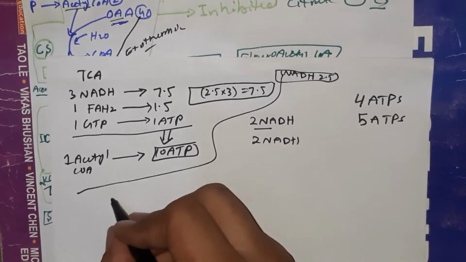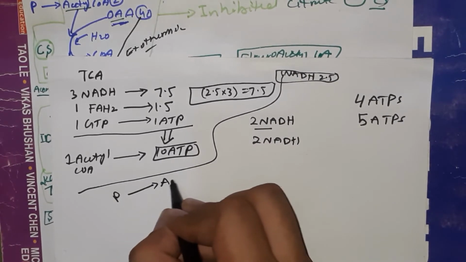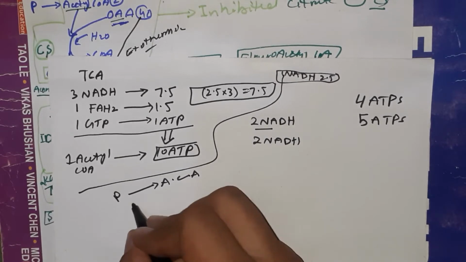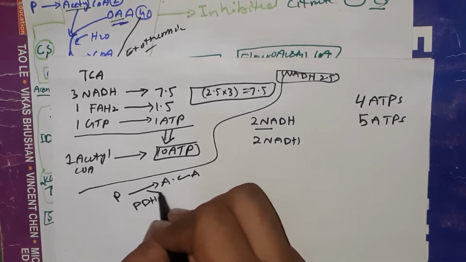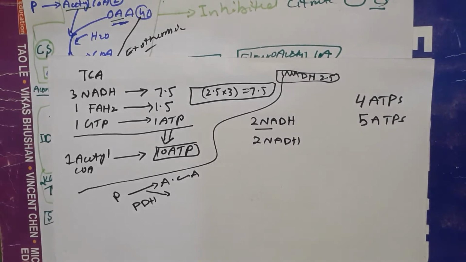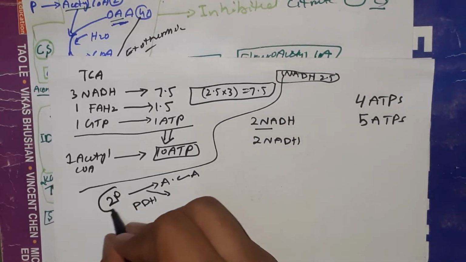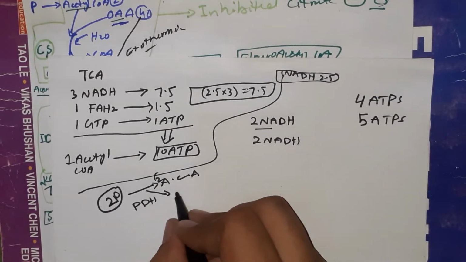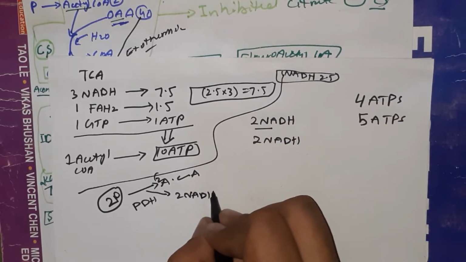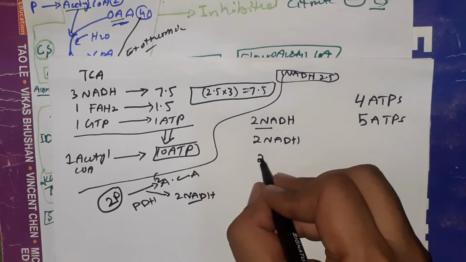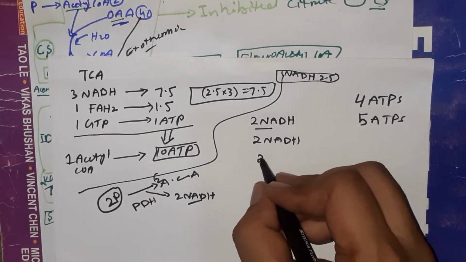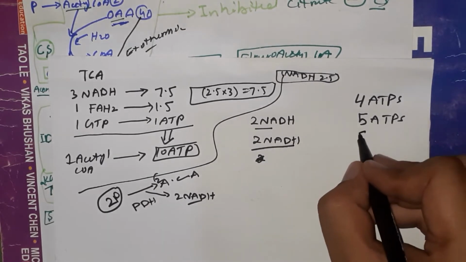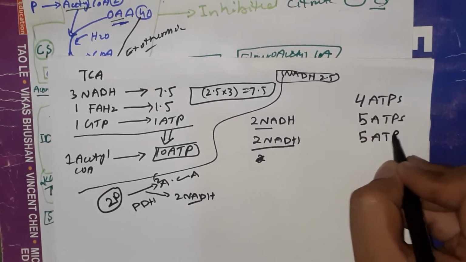Next, 2 NADH are produced in the PDH complex reaction. Conversion of pyruvate to acetyl CoA by the PDH complex gives 1 NADH, but we know that one molecule of glucose gives 2 pyruvate. So when it gives 2 pyruvate, 2 acetyl CoA are produced and 2 NADH are produced. So 2 NADH of the PDH complex give us 5 ATPs.